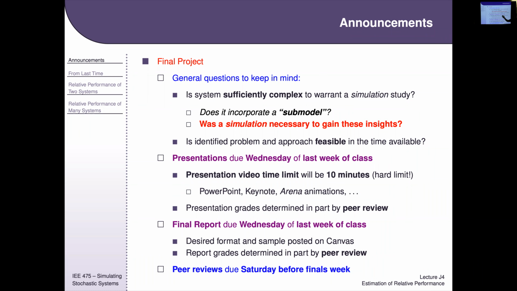If you go a little bit over, like 10 minutes and 10 seconds, don't worry about that. Like I say, it's a hard limit, but I'm not going to take off points for every second over 10 minutes. But you're not going to be able to count on your listener watching past 10 minutes.